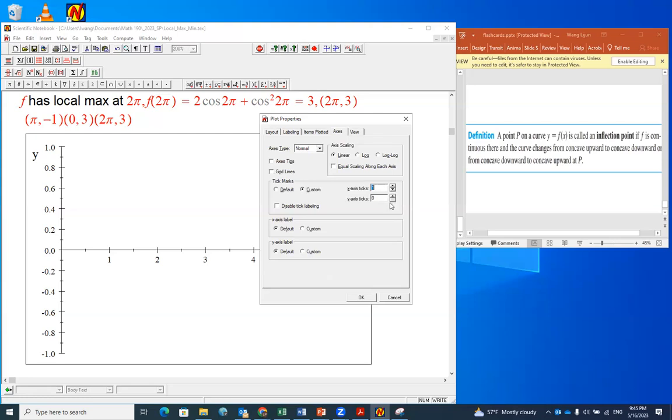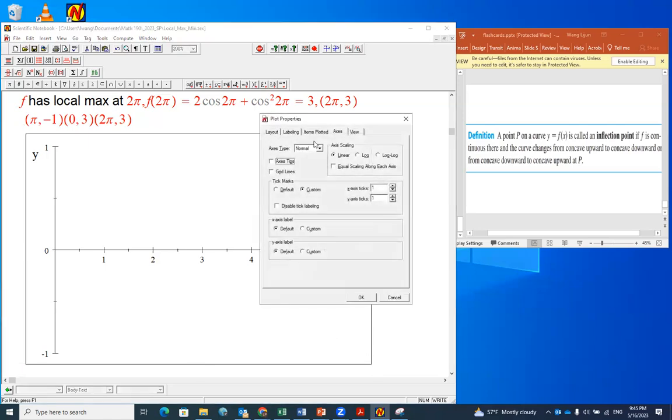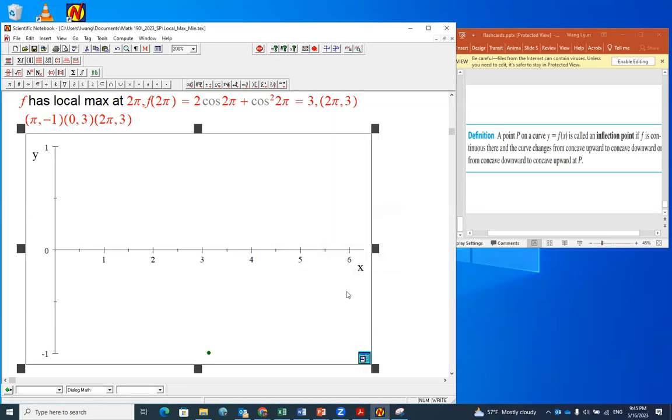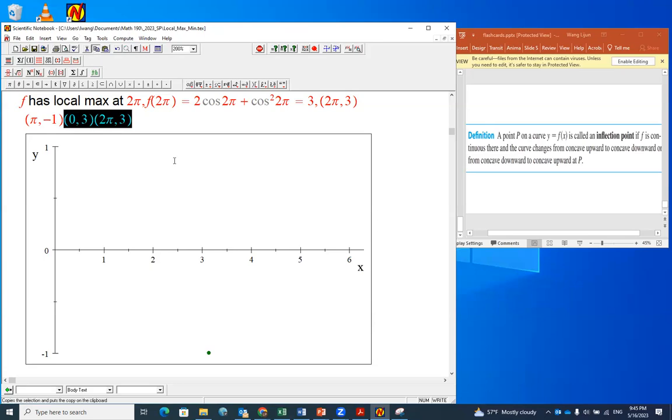Let's see, making some adjustment, right? I'm not putting the graph there yet. Okay, so we know there's a local minimum. Local minimum, I'm going to use the color green. Okay, so local minimum right there. And these two are local maximum. So we have two local maximum.